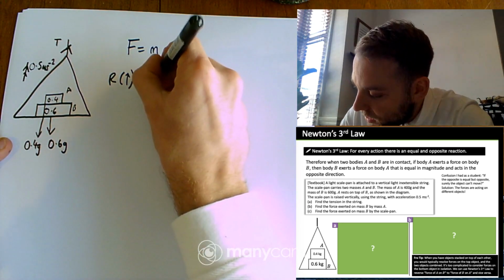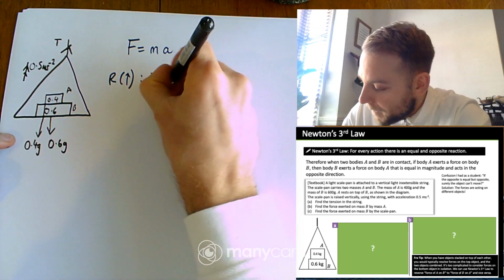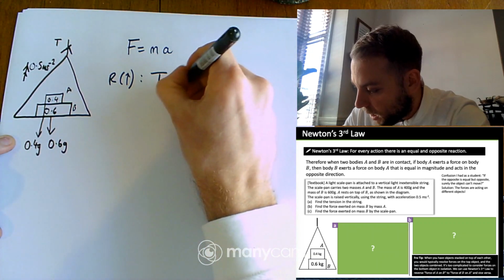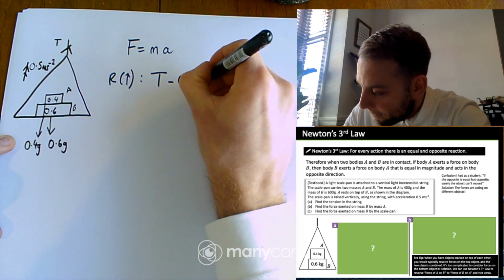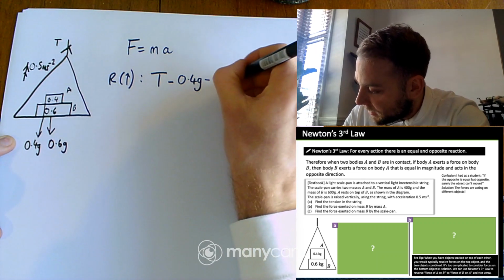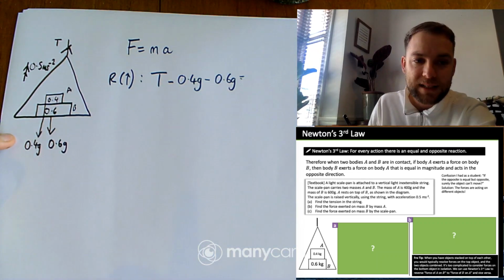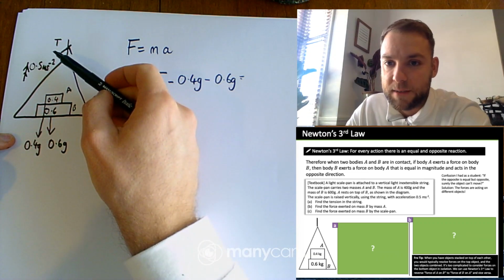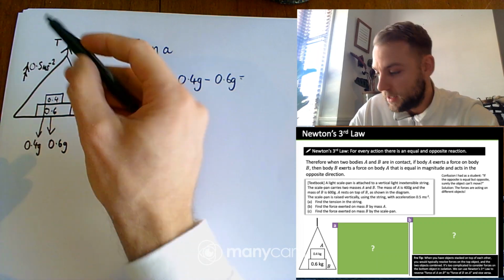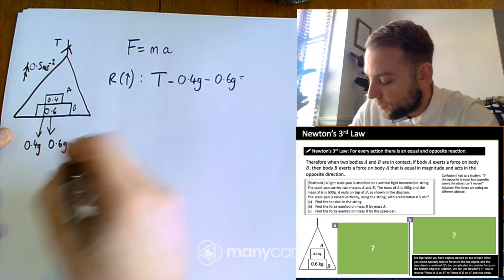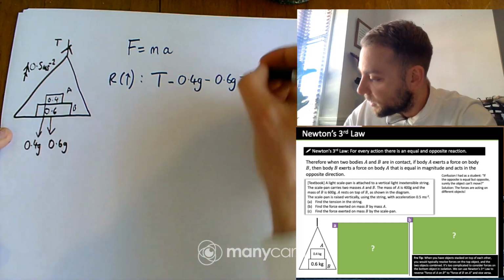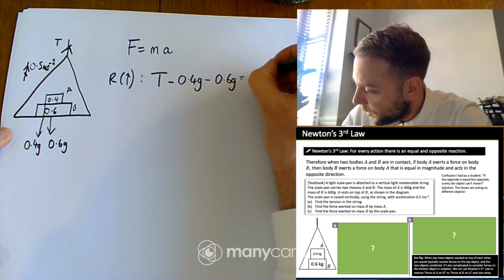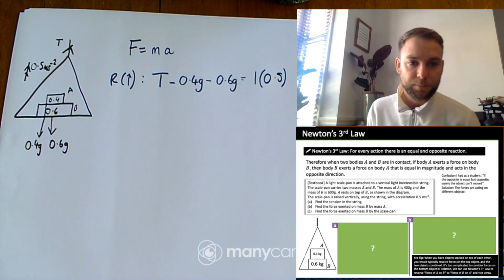So it's equal to the tension on here minus the forces which are pulling it down. So that's going to be the 0.4 G minus the 0.6 G, which is equal to the mass of all of these. So that's the mass of A, the mass of B, and the mass of the scale pan. Now, there is no mass of the scale pan, so it's just going to be equal to the mass of both of these, which is 0.4 and 0.6, which is 1, times by the acceleration, which is acting up, which is equal to 0.5, like so.